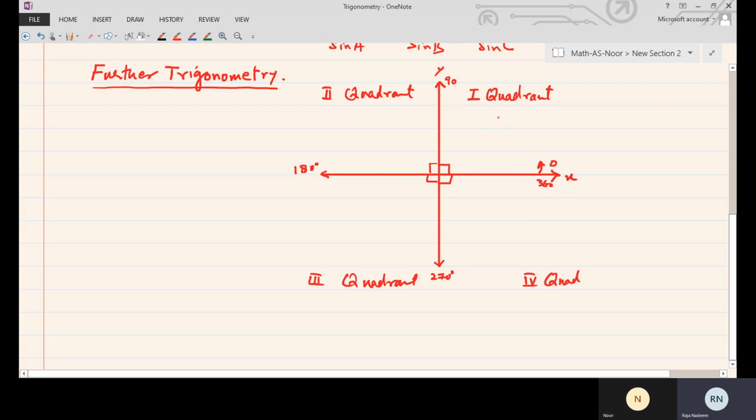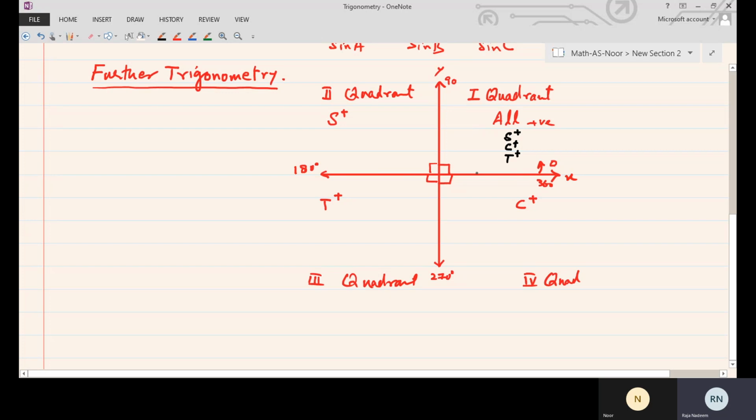We say that in the first quadrant all are positive. In the second quadrant, sine is positive, and in the third quadrant only tan is positive, and in the fourth quadrant it is cos which is positive. When we say all positive, it means we are taking sine positive, cos positive, and tan positive.